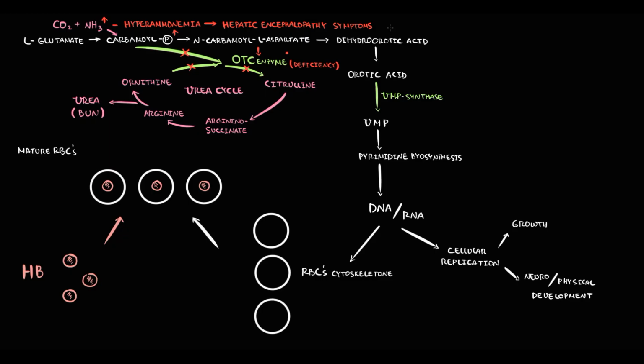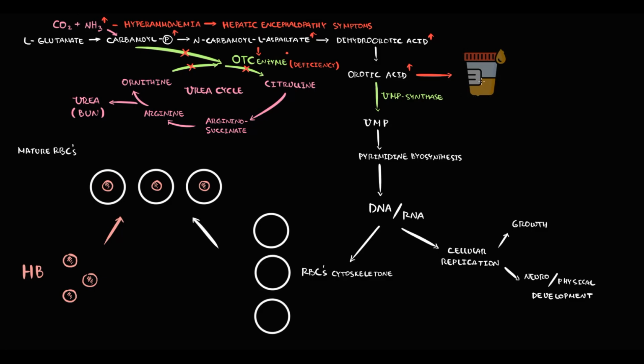But in addition to this, accumulation of carbamyl phosphate in the blood will cause increase in production of N-carbamyl L-aspartate, increase in dehydroorotic acid, and as we see, the level of orotic acid will increase. Orotic acid we excrete from the blood by the urine, and in this case, increase in orotic acid level in the blood will cause increase in orotic acid concentration in the urine, and this condition we call orotic aciduria.